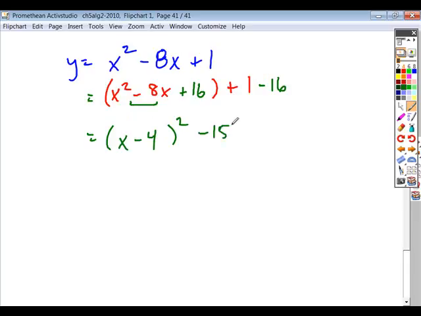And so now when you work to solve this, you have your vertex. Okay. Our vertex is the point (4, -15), 4 and then down 15.